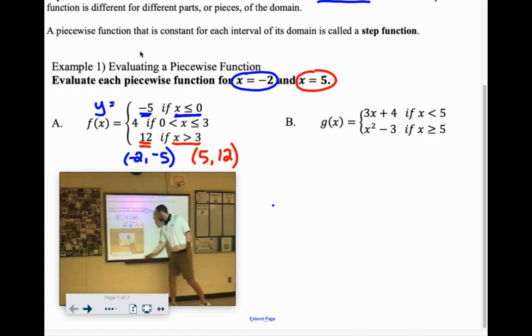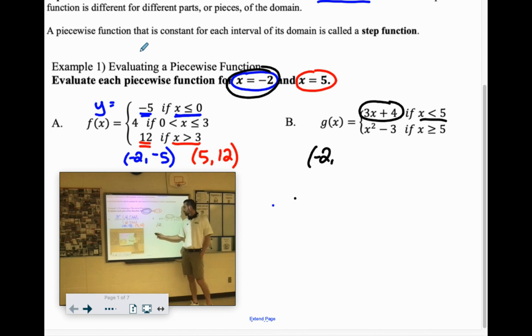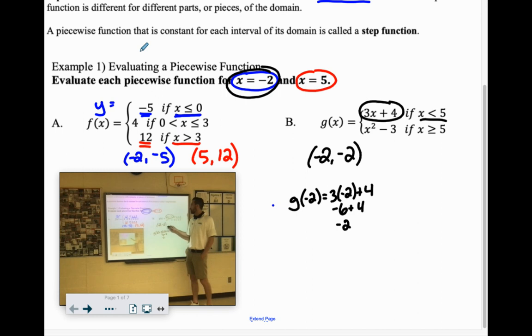So let's try it on this one. Same two numbers for x. So x is -2. Let's see where that falls here. Well, that's less than 5, so we'd have to do 3x plus 4. So we can use function notation. G of -2 equals 3 times -2 plus 4. 3 times -2 is -6, plus 4 is -2. So our corresponding y coordinate will also be -2.